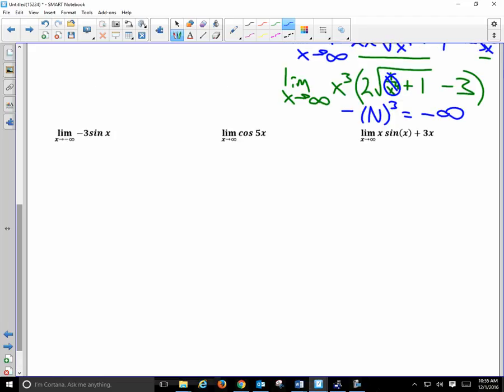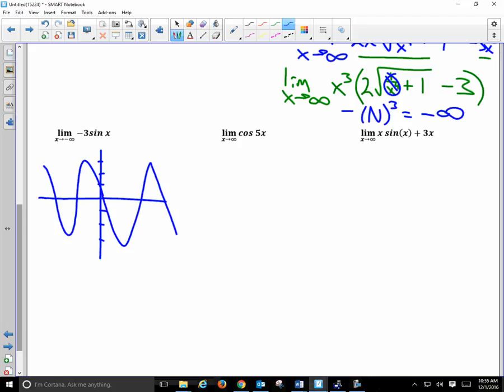Okay, as you look at these, sometimes you don't really make an algebraic argument, but rather a graphical argument. So the graph of negative 3 sine of x, what's its amplitude? How high does it go and how low does it go? 3. And so as you look at this graph, you could tell that it's going to kind of do that thing. So as x goes towards negative infinity, is the y value going to kind of zero in on something? No. Limit does not exist.